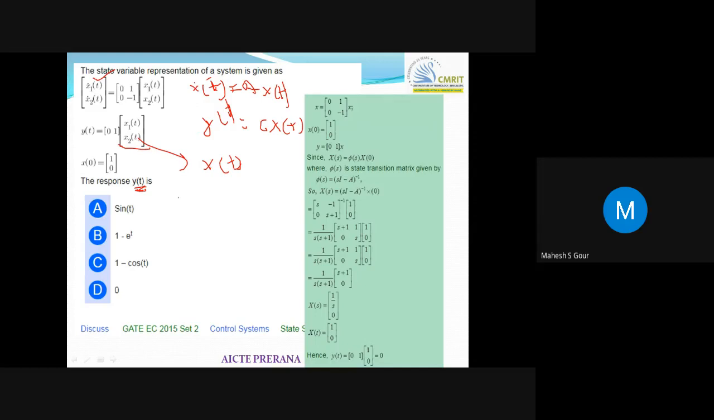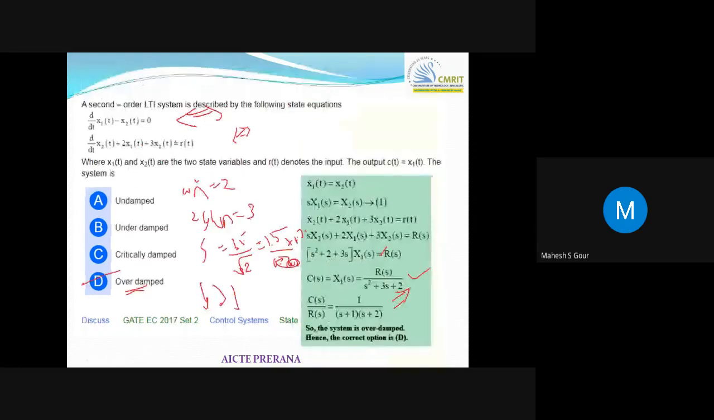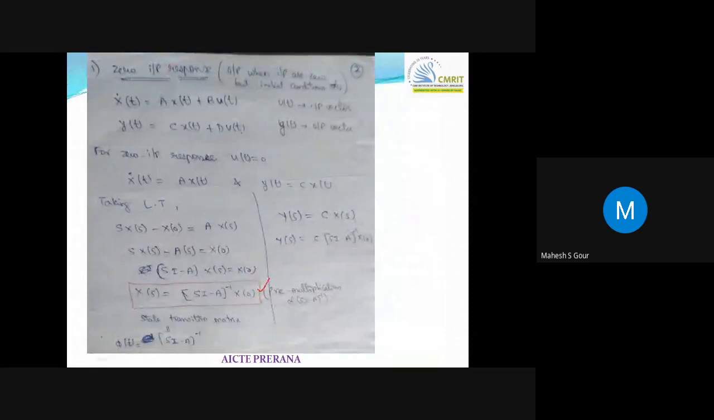So for x of t, what is the formula? I think I have given what is x of t. This is your formula. Because this is a 0 input response. For 0 input response, what is your u of t? U of t is 0, right?